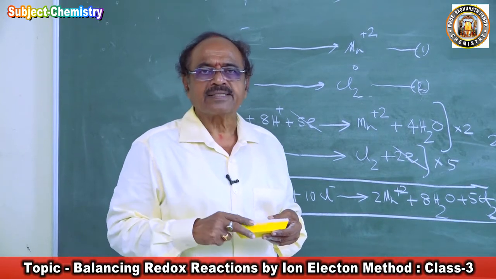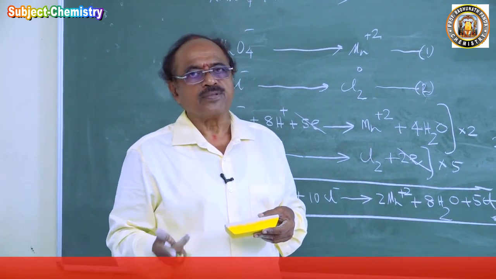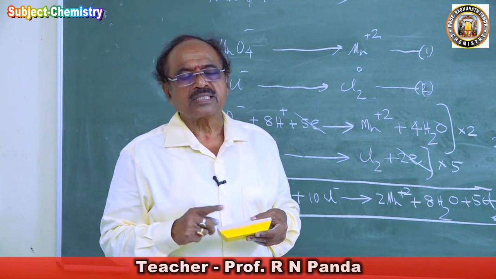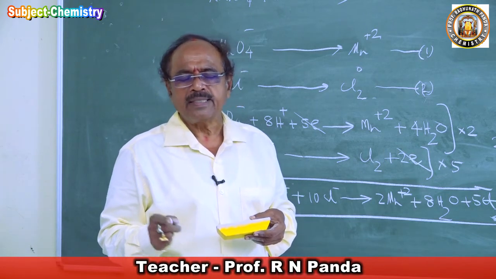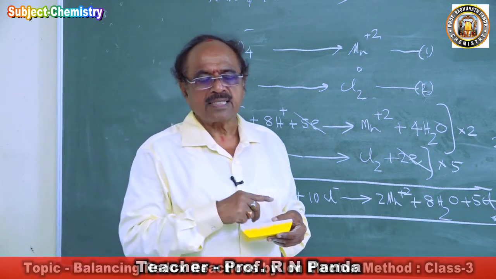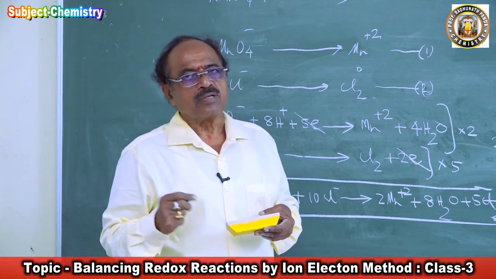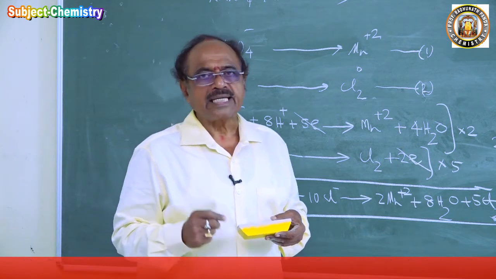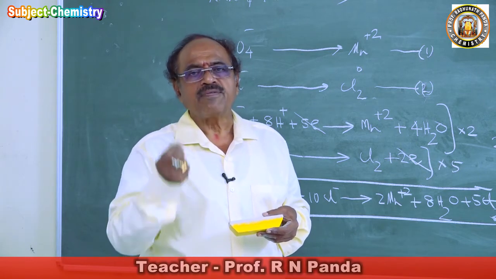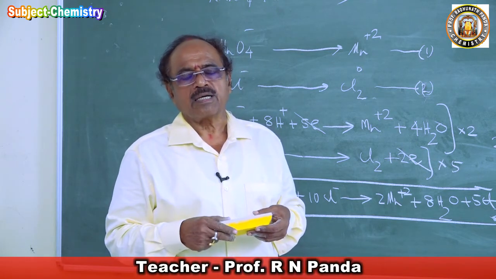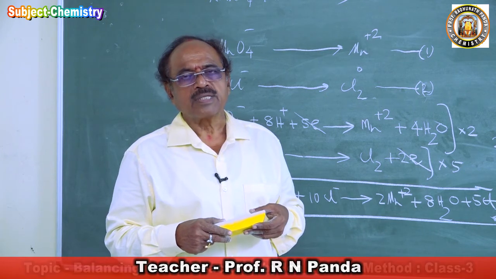With sulfur dioxide and potassium permanganate, we have used sulfuric acid. With H2S and potassium permanganate, dilute sulfuric acid. Ferrous sulfate, we have used sulfuric acid. Hydrogen peroxide, we have used sulfuric acid. Oxalic acid, we have used sulfuric acid. Everywhere we have used sulfuric acid for carrying out the reaction.